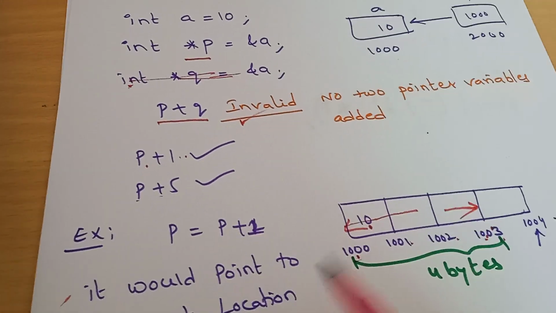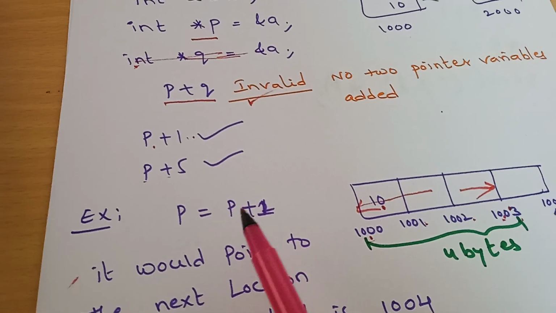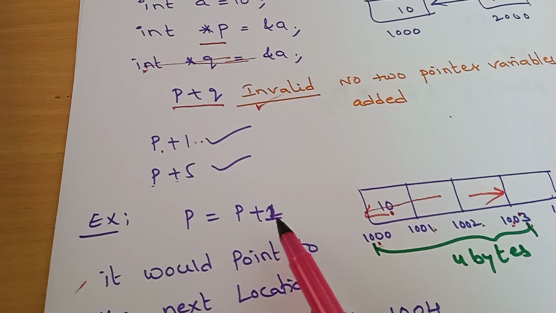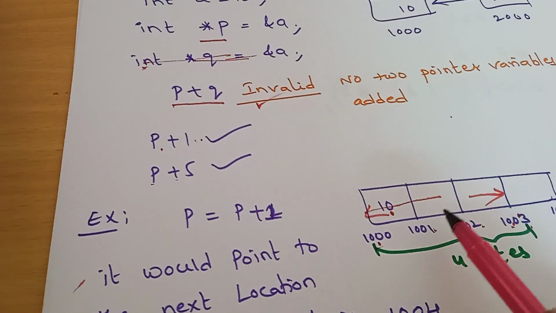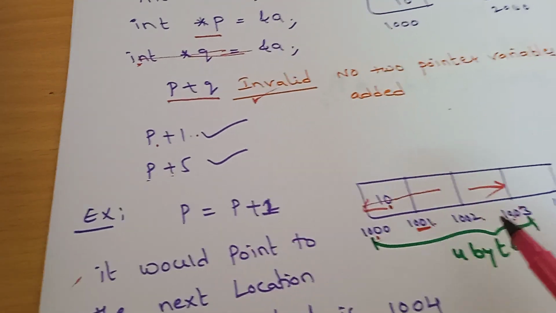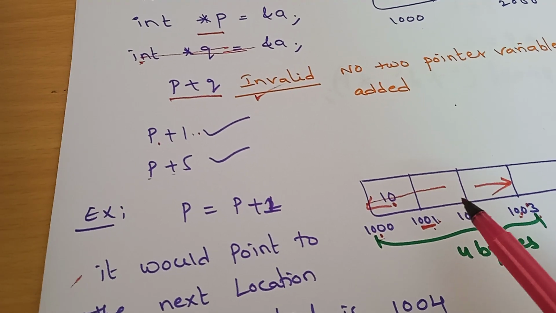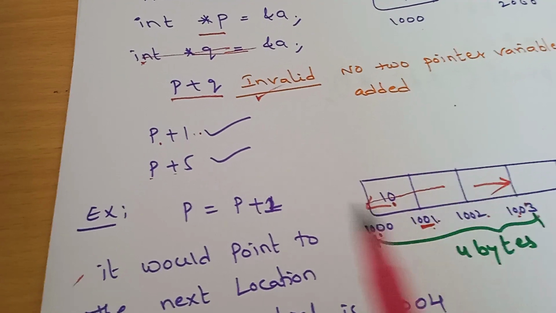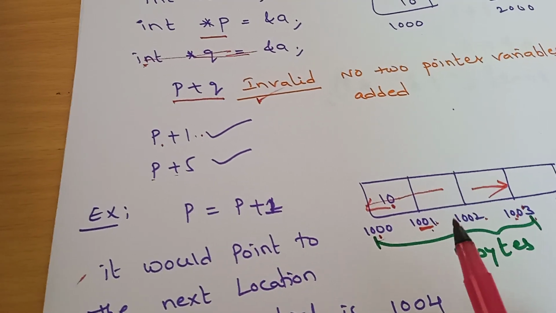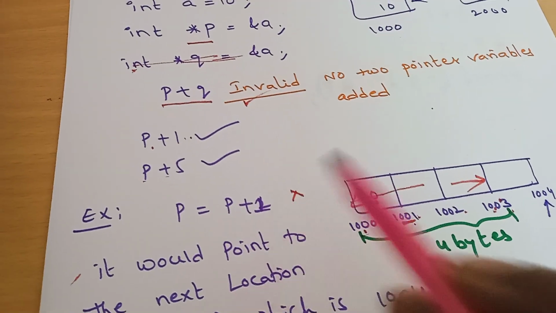Okay. Now look at this. p is equal to p plus 1. What does it mean? What is p? The base address, which is 1000. p plus 1 in the sense what? Are we going to 1001 by increasing plus 1? If you do that, then what value will you get? The same value, right? Because p is 1000, and plus 1 means 1001 generally. But pointers will not add like this.